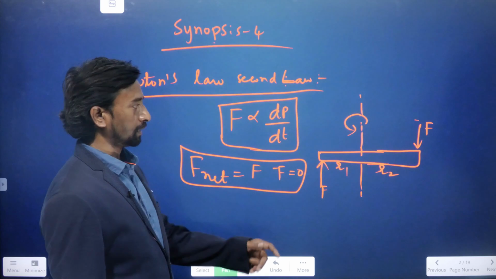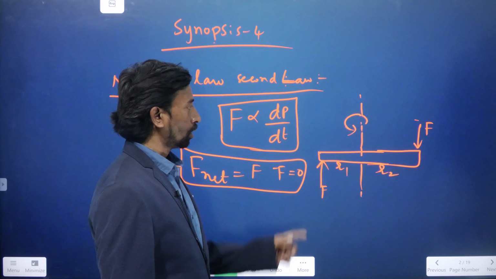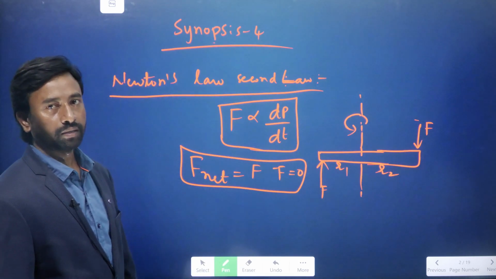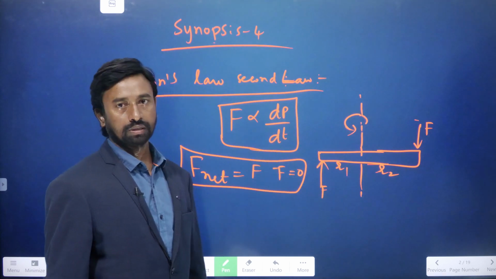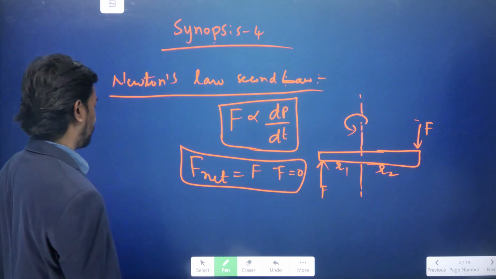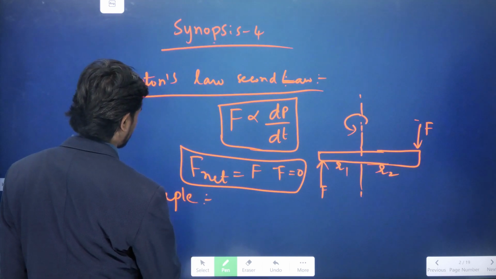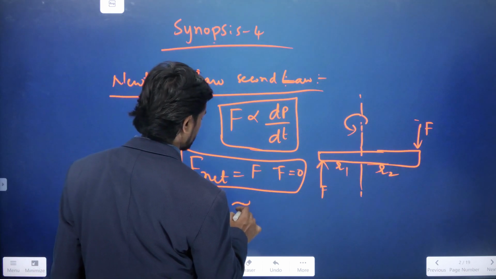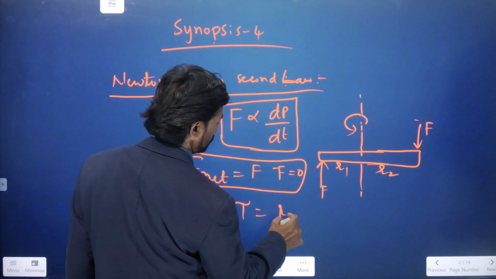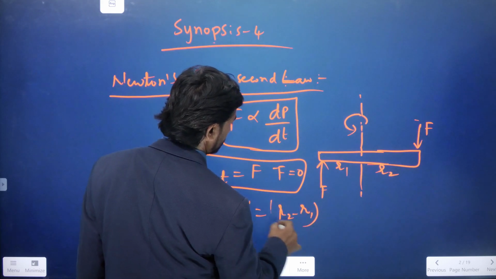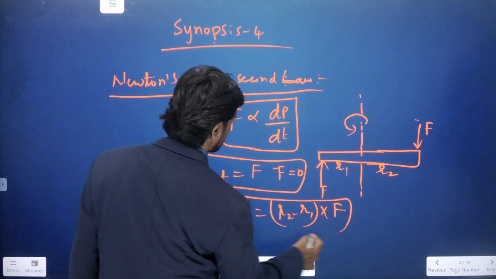The turning effect produced when two equal forces act in opposite directions is called the torque. If the torque is developed by two equal forces in opposite directions, it is said to be a couple. So the couple tau equals the perpendicular distance, r2 minus r1, into the magnitude of the force. This gives the couple acting on the body.